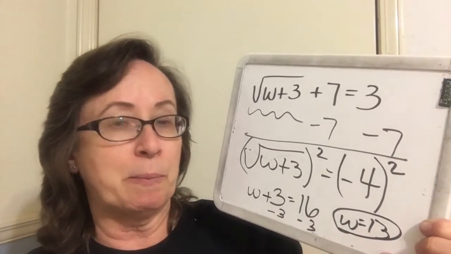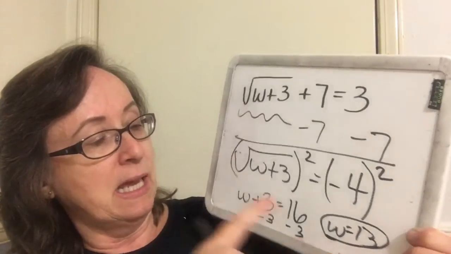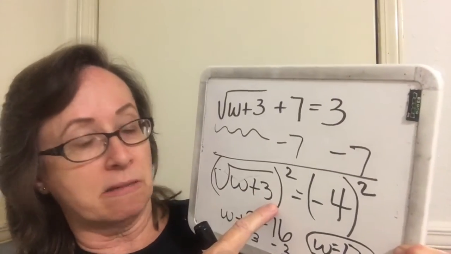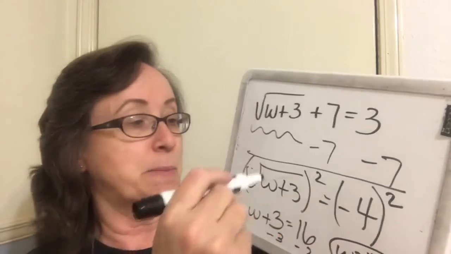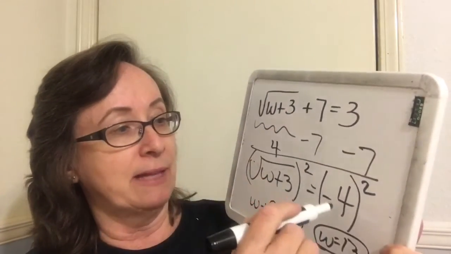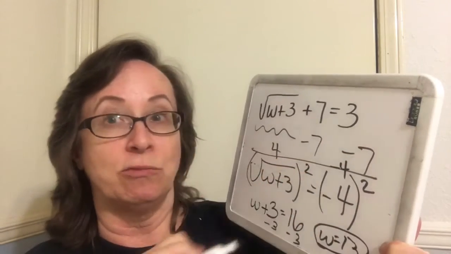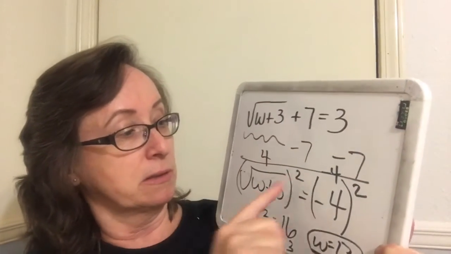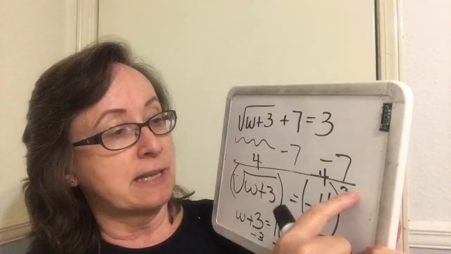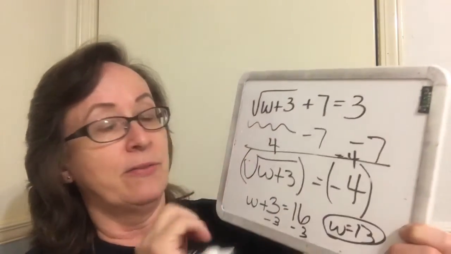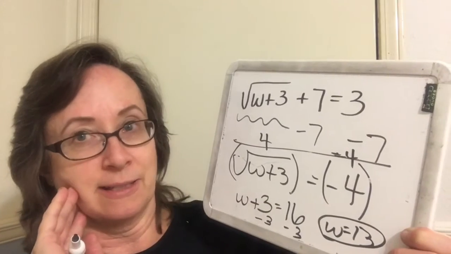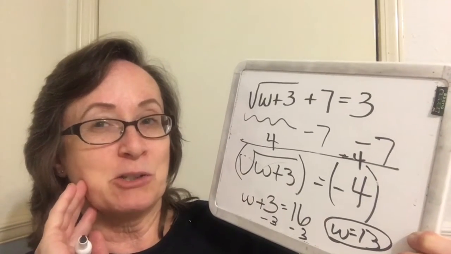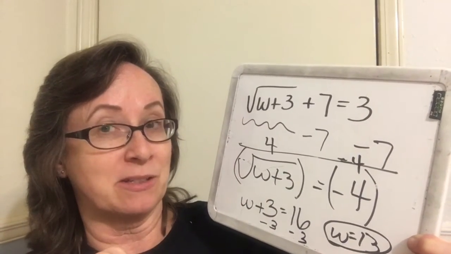But then when I plug 13 back in, I get 13 plus 3 is 16. And the square root of 16 is +4. And then this one is a -4, and they do not equal each other. Okay, so 4 does not equal -4. Therefore, back in the original equation, it is not a solution. It was only a solution of the squared equation.